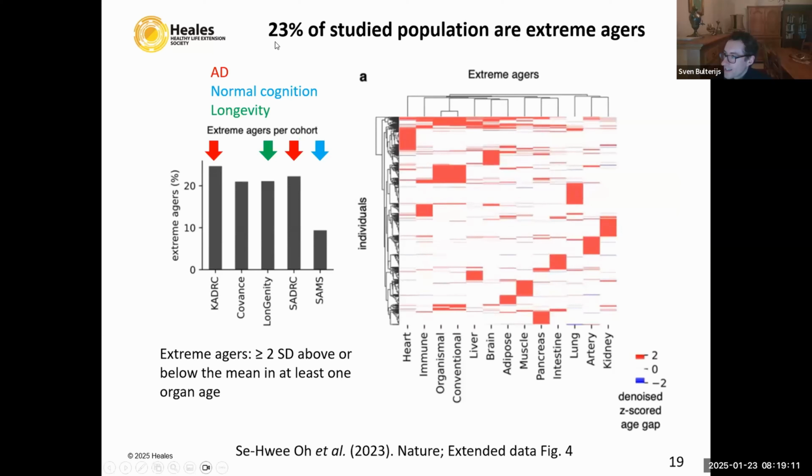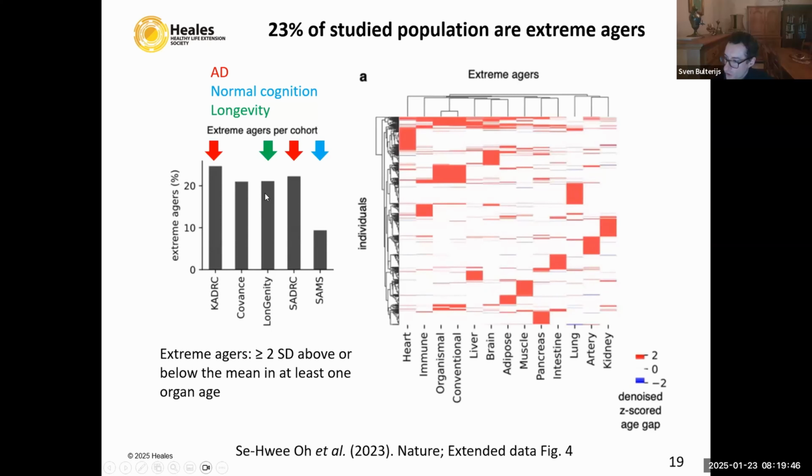So what they also found is that 23% of the studied population are extreme ages, and don't mistake yourself, this can also mean that they are younger. So not just older, but extreme in the sense of deviating from normal. Here you see the 5 different cohorts that they studied, and you can see most of the cohorts all show just over 20% of extreme ages, except this one cohort, which was a cohort of normal cognition. I think this was a small cohort that only showed 10% extreme ages.